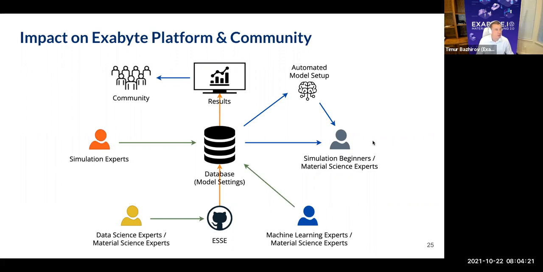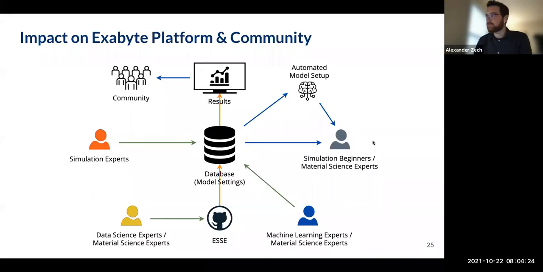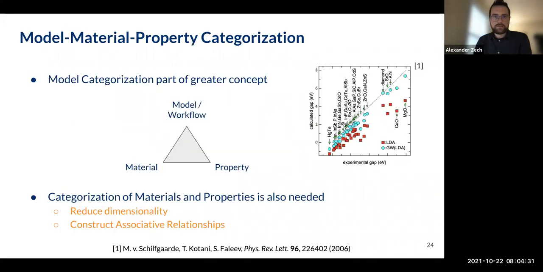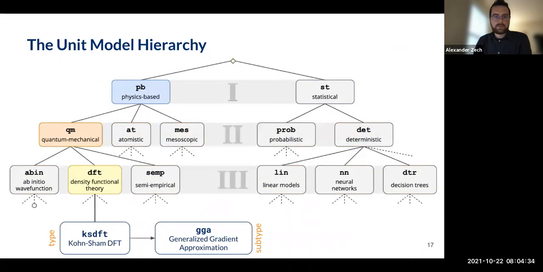Would you like to take this question, Alex? Yes, in principle, all the information is saved on the Exabyte database. So, what I mentioned earlier, the categorization. Right now, you can already find Kohn-Sham DFT results on the database. It's just that with the new categorization scheme, it would be easier to identify, for example, which approximation was used for the Kohn-Sham DFT results.